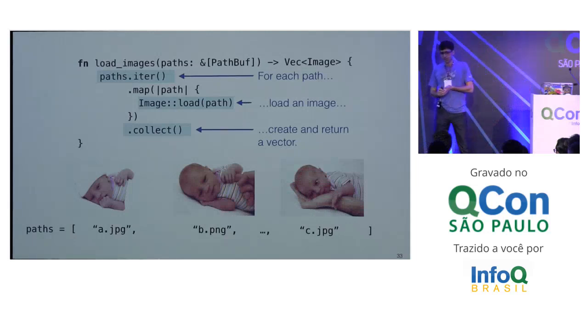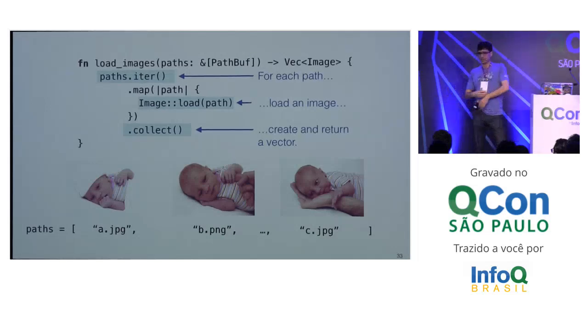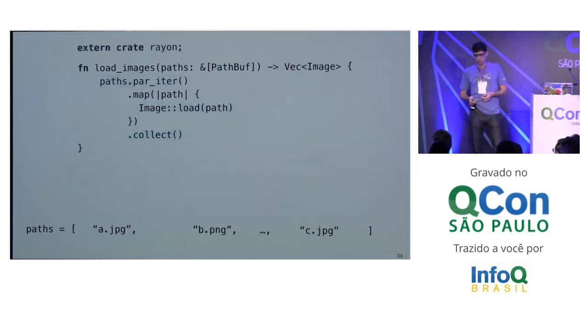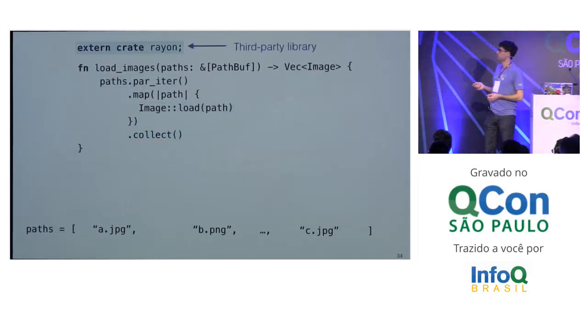And so that's okay. We just loaded these pictures one at a time, but there's no reason to do that one at a time, right? We might like to do that in parallel because there are no interactions between them. So what we could do to do that is use this third-party library called Rayon.